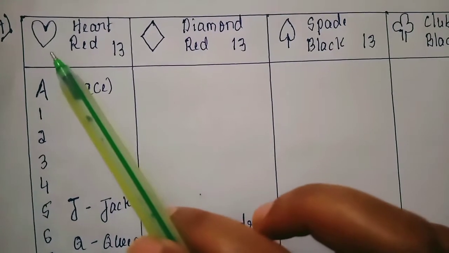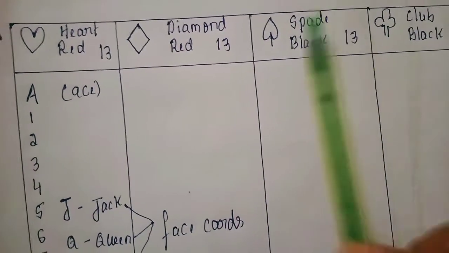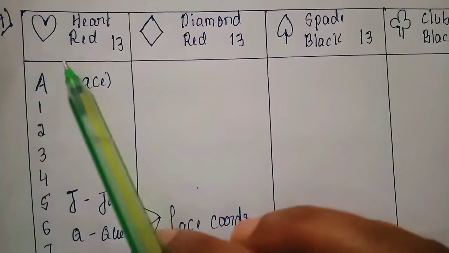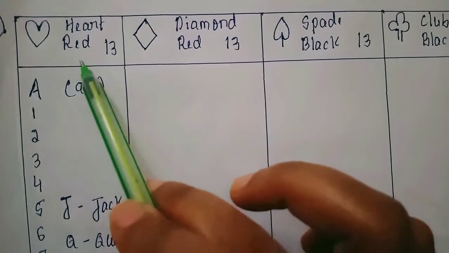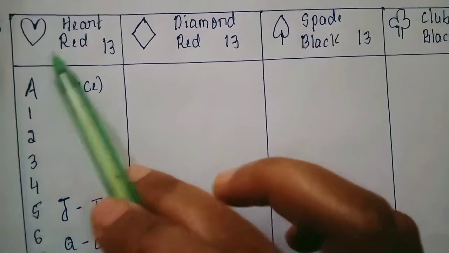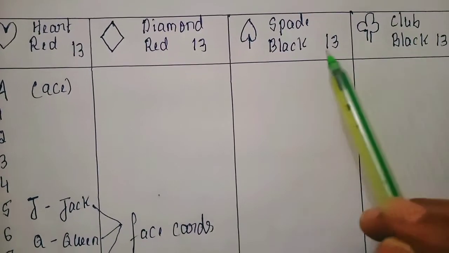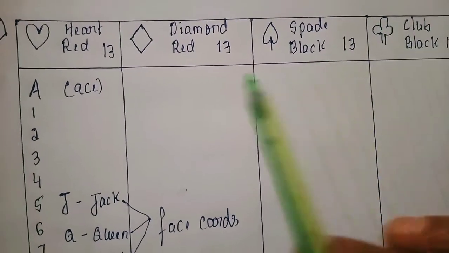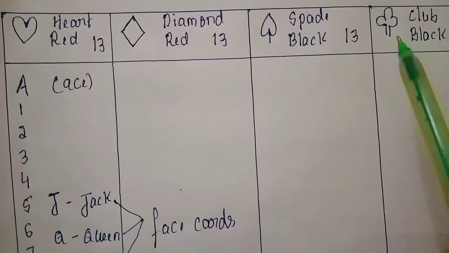So these are the symbol names: heart, diamond, spade and club. Always when you look at the cards, the heart and diamond will be in red color. Spade and club will be in black color. So there are 4 symbols: heart, diamond, spade and club.